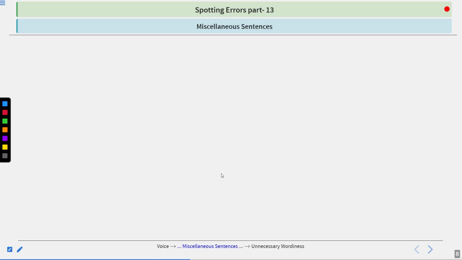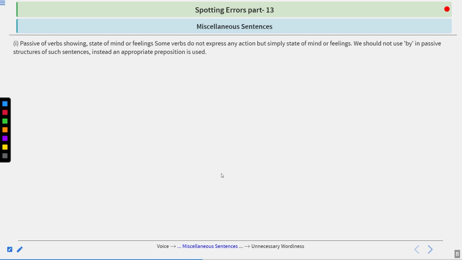I hope you have understood the table. Miscellaneous sentences. Passive of verbs showing state of mind or feelings. Some verbs do not express any action but simply state of mind or feelings. So we'll find some verbs which do not express actions. Instead, they express state of mind and feelings. So we should not use by in passive structures of such sentences. Instead, an appropriate preposition is used.